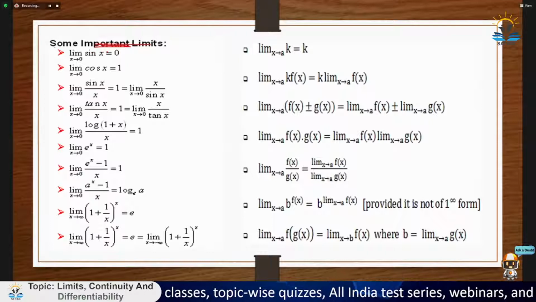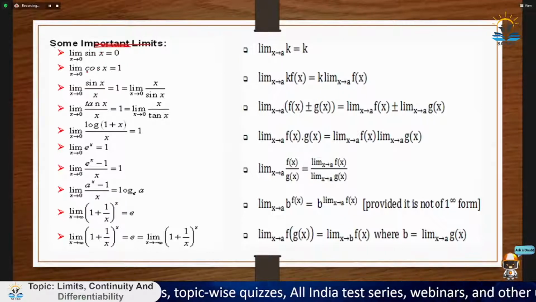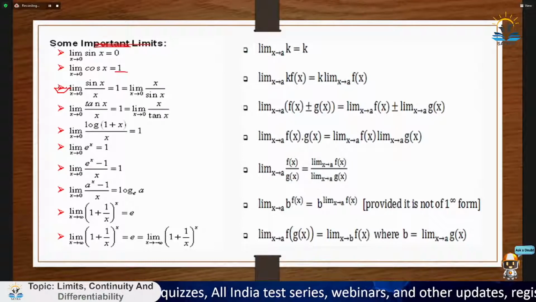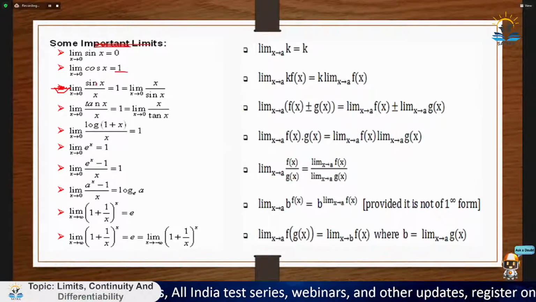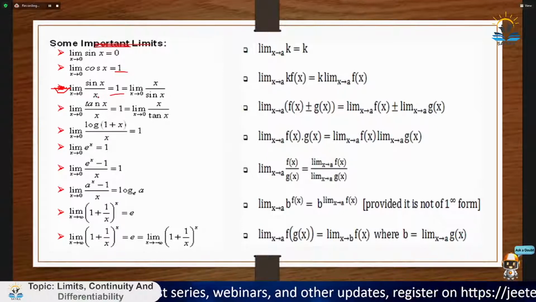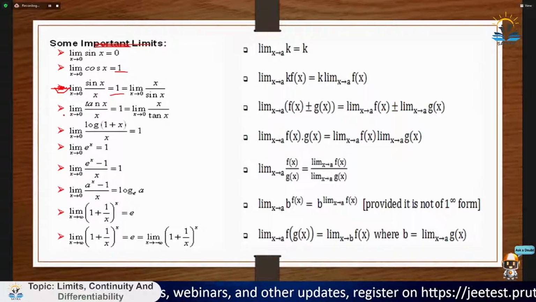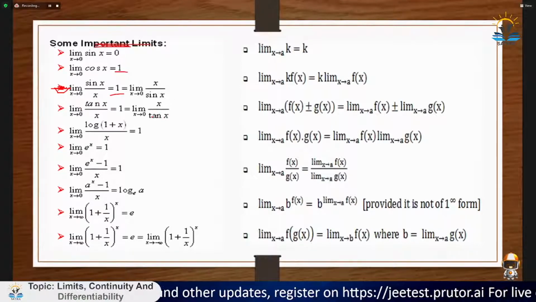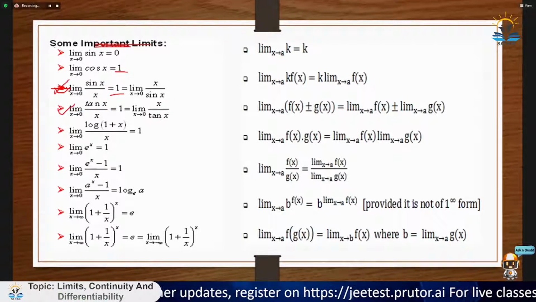Limit of x tending to 0, sin x is 0 because sin 0 is 0, and cos 0 is 1. These ones are very important actually. Limit of x tending to 0, sin x upon x is equal to 1. And when you reverse this, then also it is equal to 1. Very important limit. Same goes with tan x. Limit of x tending to 0, tan x by x is equal to 1. Or if you invert them, then also it is equal to 1. So these two are very important.